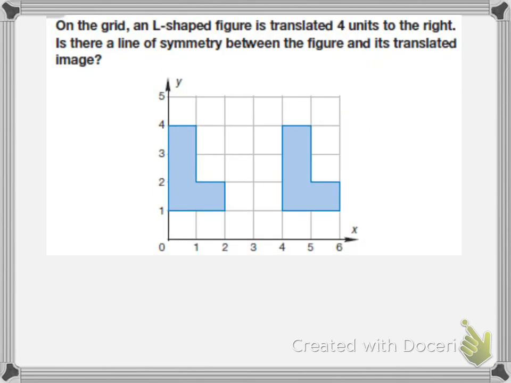Okay, on this one, we've translated that L shape 4 units to the right. And then it asks, is there a line of symmetry? And in this case, no, because translation just moves a shape. To have a line of symmetry, there must be some kind of reflection. So if I divide it here, these two sides are not reflected from each other, neither is it there.